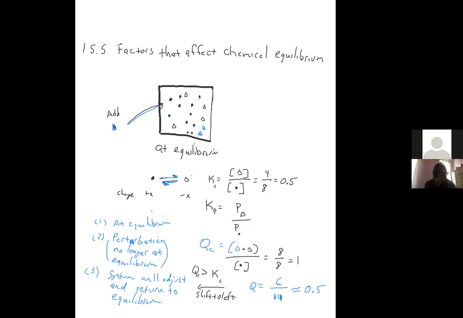So really what we need to do is to be able to predict which way it'll go. And in general, it goes the opposite direction of the perturbation. So if you add triangles, the system will turn some of those triangles back into circles to come back to equilibrium. It does the opposite of what you do. So let's take a look at an example.